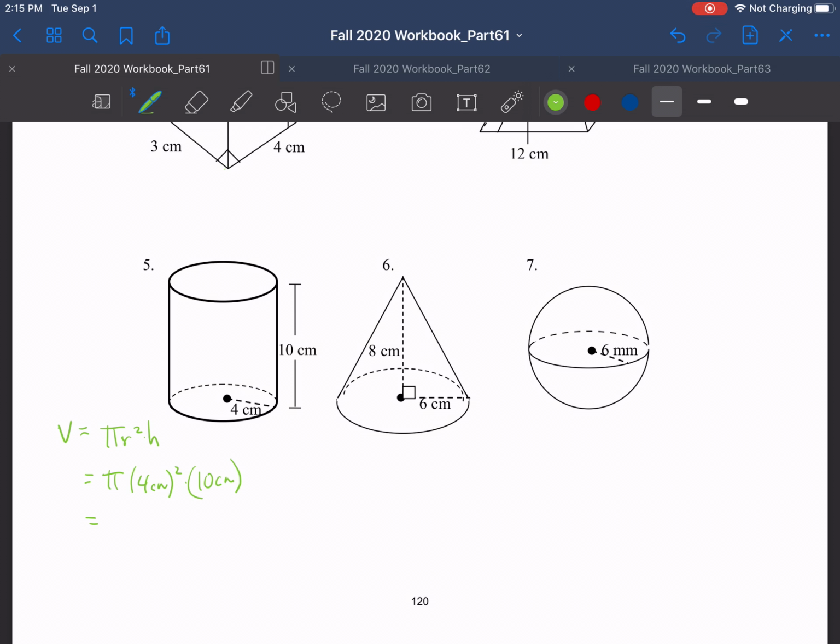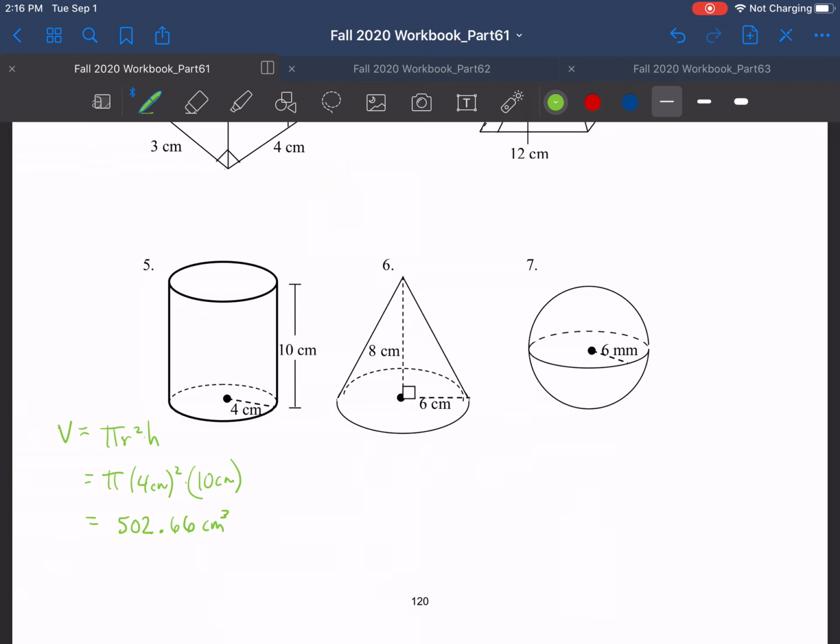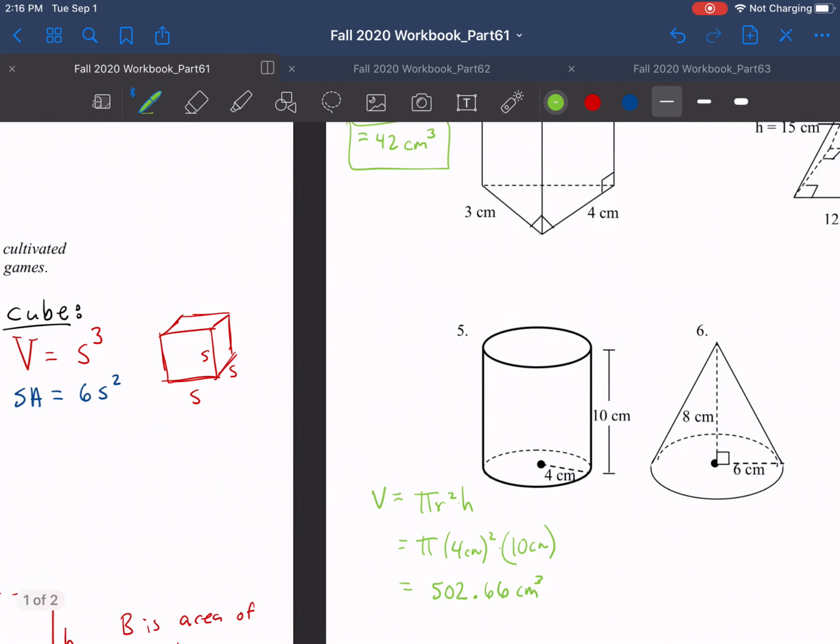I get 4 times 4 is 16, and 16 times 10 is 160, and then I have to multiply that by pi. I want to use the pi button on my calculator and get 502.655, so I'm going to round it to 66, and then I have centimeters cubed all multiplied together. If we check over here, 502.65, I think that should have been a 66 because of the rounding, but that's okay, we're good. 502.66.